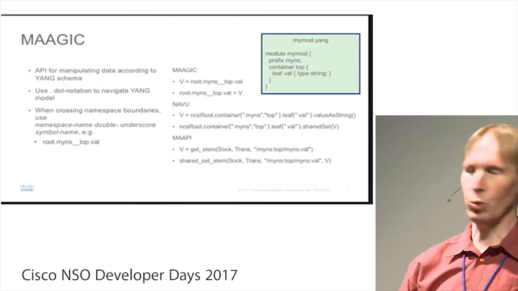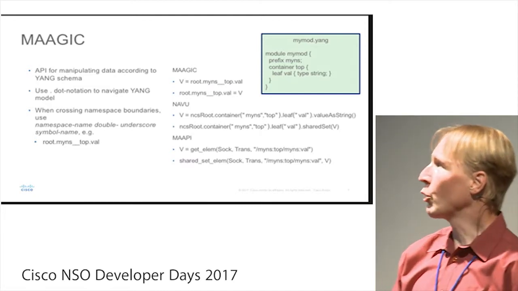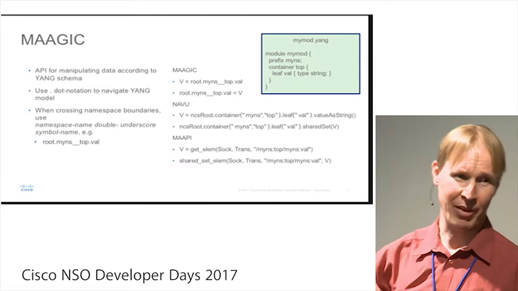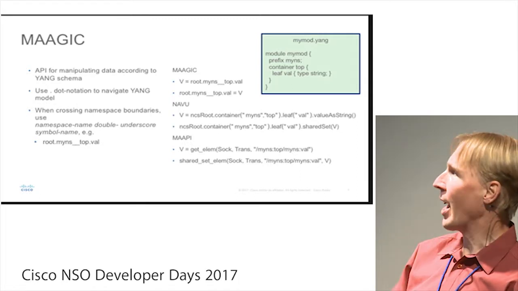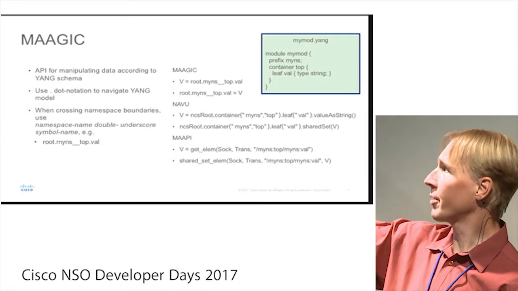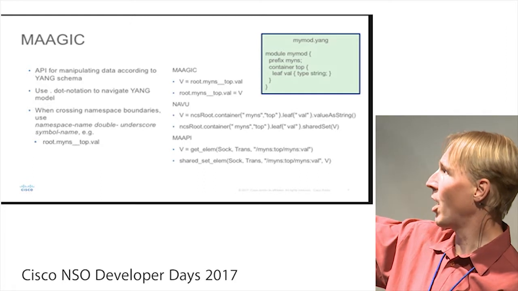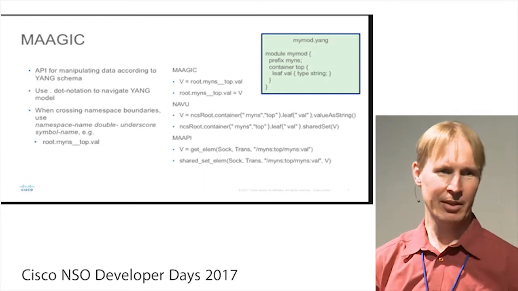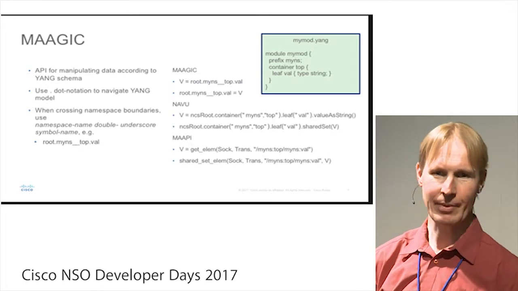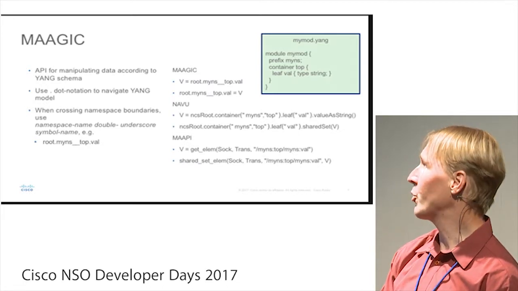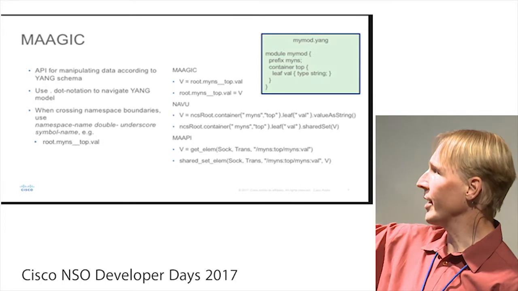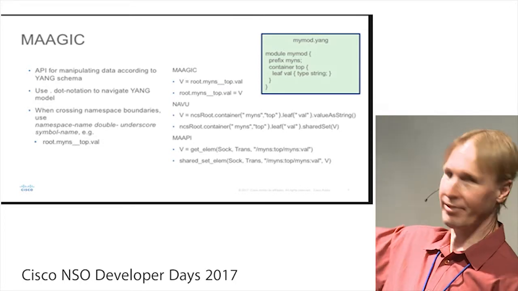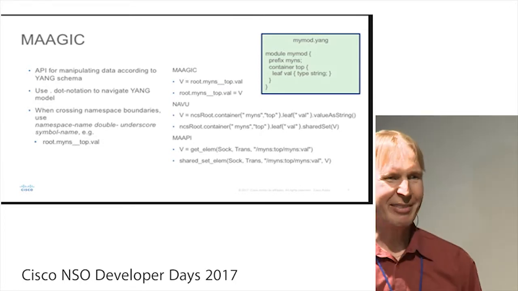Yes. Thank you. Exactly. If you compare with, for example, Navo, which is the Java's nicest way of doing this, you would have like NCS root dot container myns comma top dot leaf val dot value as string. It's a little bit more verbose. Or if you want to assign some value to it, then you say NCS root container minus top leaf val dot shared set. It's a little bit clumsier.